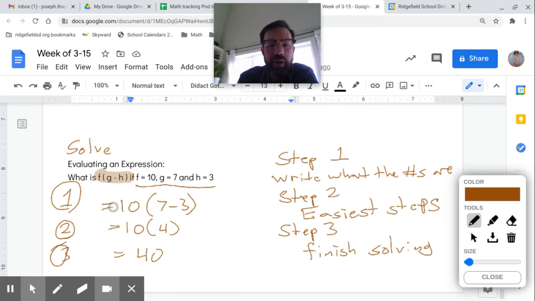So each step, we're making it a little easier. First, we got rid of all those nasty variables. We know that f is 10, g is 7, h is 3. We did 7 minus 3 because it's in parentheses. We do that first. And then we did 10 times 4, which is 40.